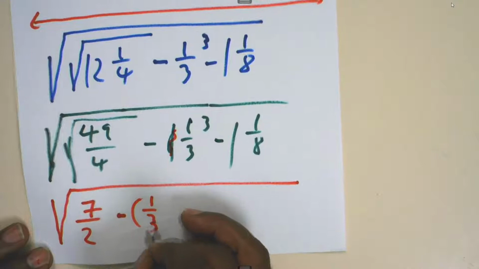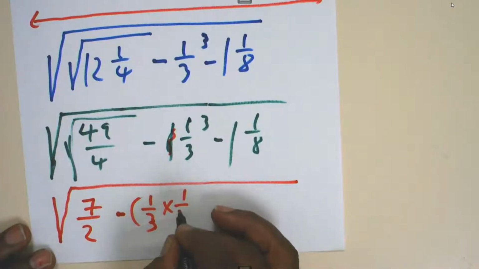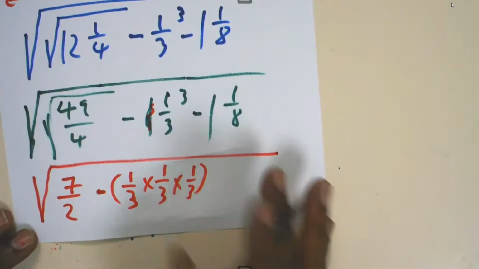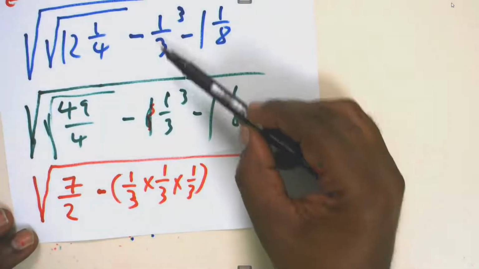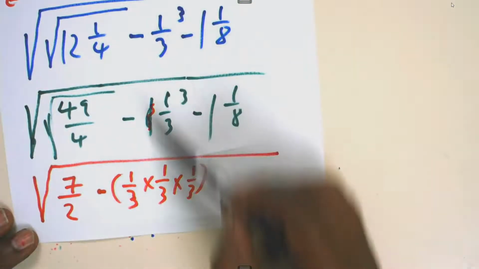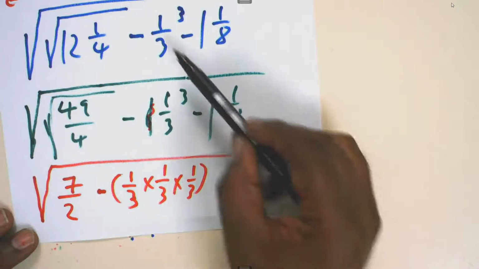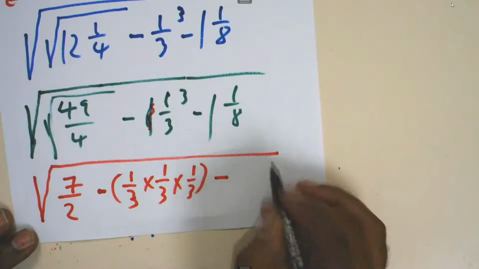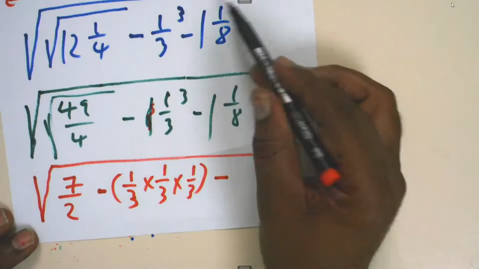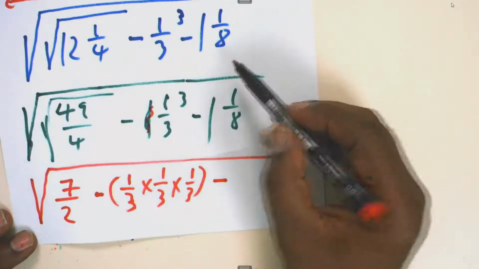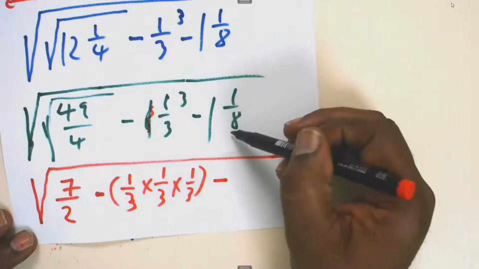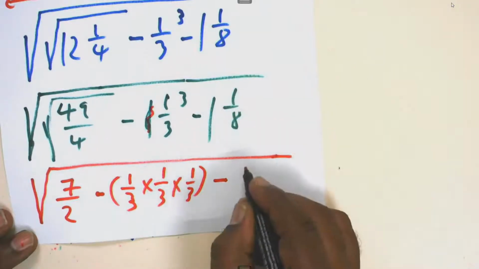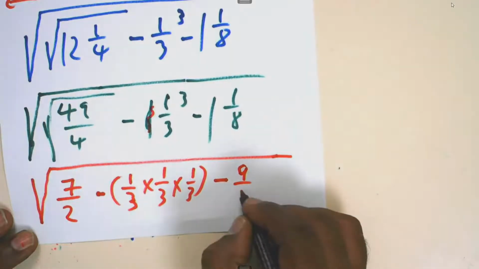1 over 3 by 1 over 3 by 1 over 3 when you remove your brackets. That's what it means: a third multiplied by a third multiplied by a third. Again, let's change that one into a common fraction. 8 multiplied by 1 is 8, plus 1 is a 9 over 8.